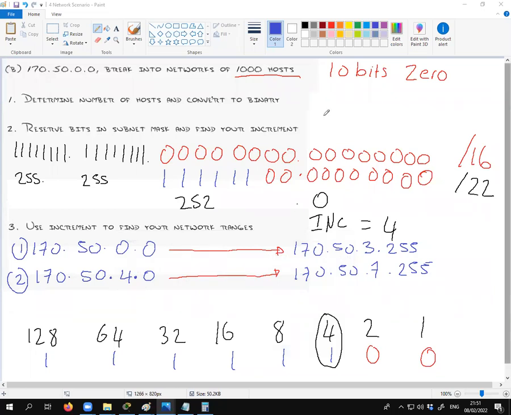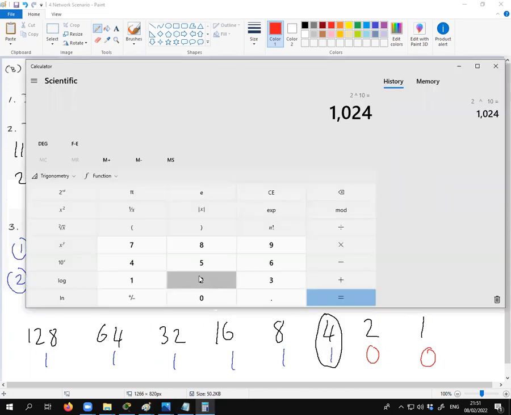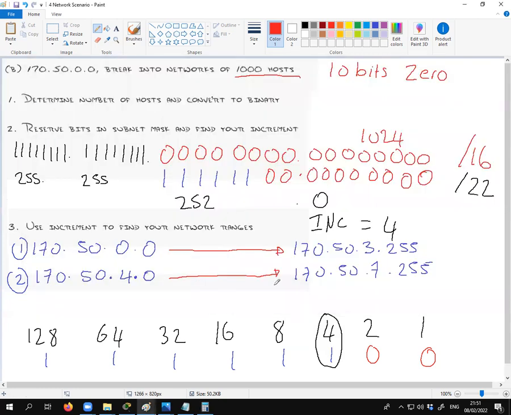And does that satisfy a requirement of 1,000 hosts? Yep. And how many subnet bits? 1, 2, 3, 4, 5, 6. 2 to the power 6 is 64. 2 by 2 by 2 by 2 by 2 by 2 equals 64. So we have 64 subnets with 1024 addresses.